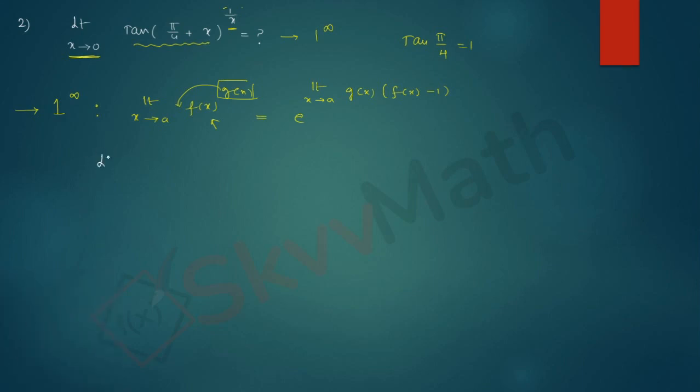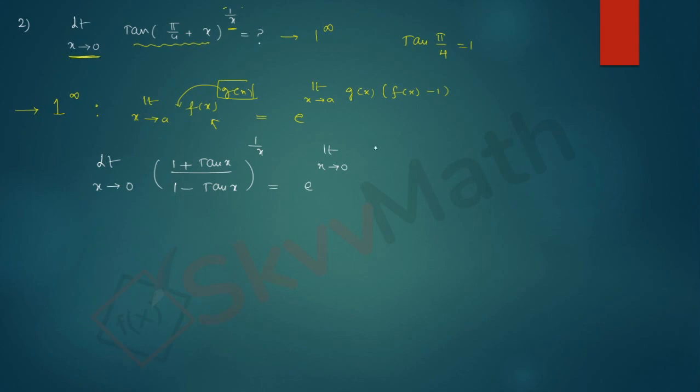So here we have the given limit, limit x tends to 0. First of all, what I do, tan of a plus b formula I will apply. Tan of a plus b, tan a plus tan b. So what do you get here? Tan pi by 4 is 1. So 1 plus tan x by 1 minus tan x to the power of 1 by x. This is the question.